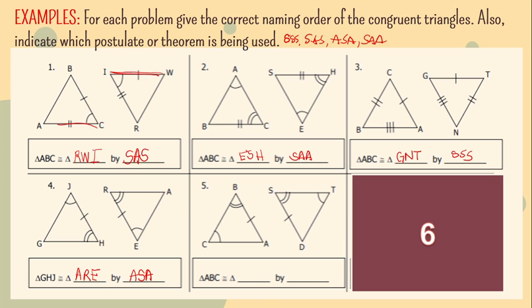Next, so ito ay side, angle, angle. So, we have here sa A. So, ang A natin, walang marking. So, D. Ang ating B, yung may dalawa. So, that is S. And then, yung C natin, yung isa, T.